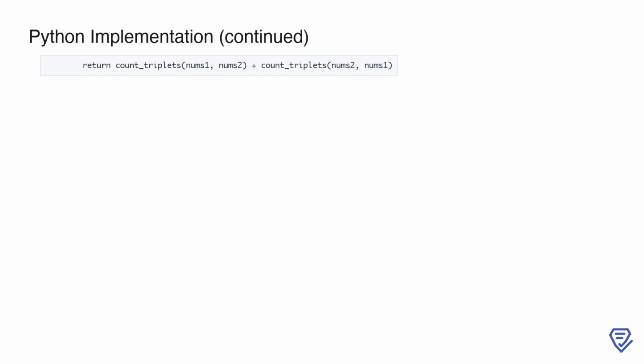The final step in the implementation is to return the total number of triplets. We achieve this by calling the count_triplets function twice, once with nums1 as the first array and nums2 as the second, and then with the roles reversed. This ensures we account for all valid triplets, regardless of the order of the two input arrays.